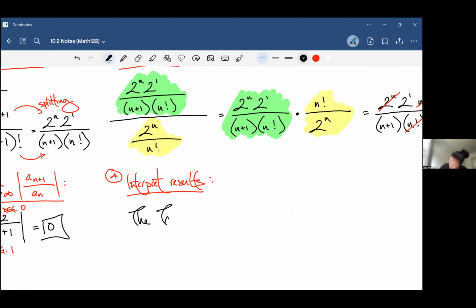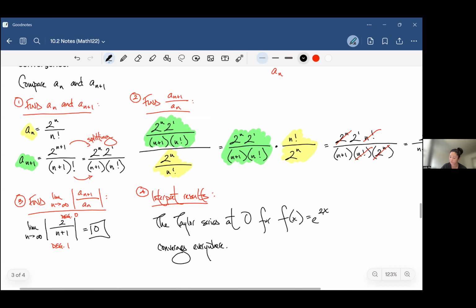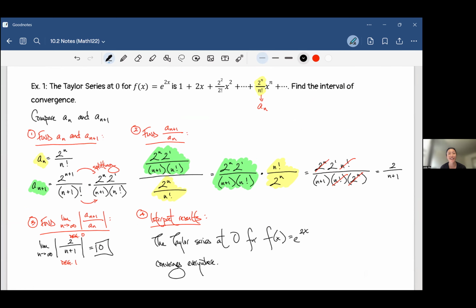the Taylor series at 0 for f of x equals 2 to the x converges everywhere. Okay? So there it is all on one screen for you. Feel free to watch this again. In the next video, we're going to take a look at example 2.